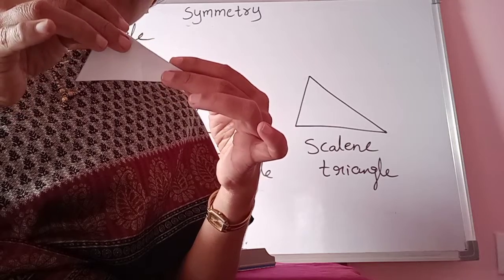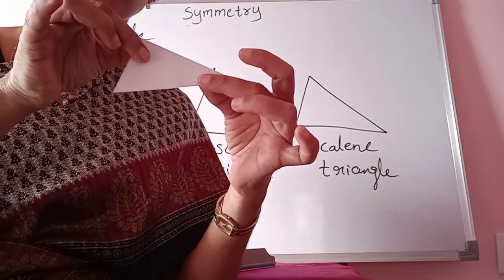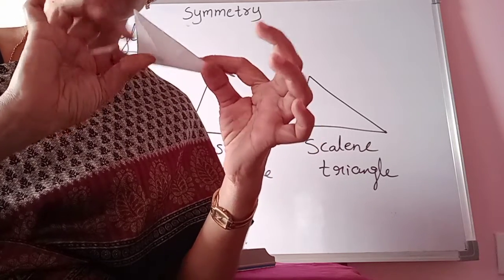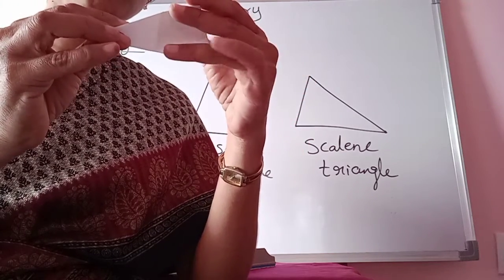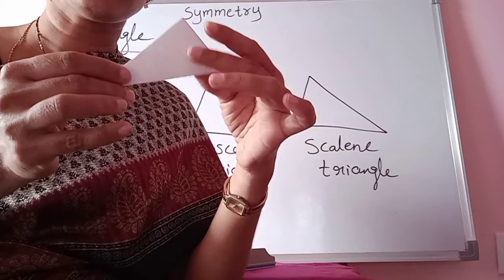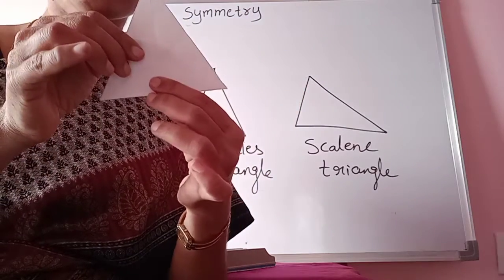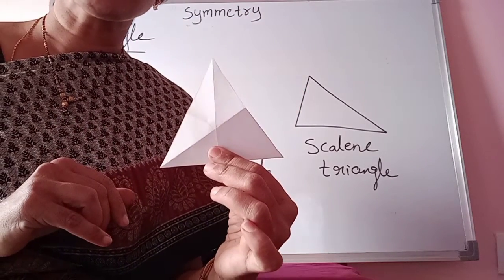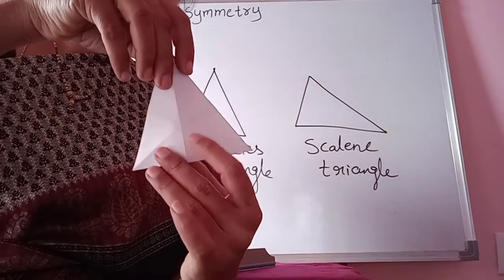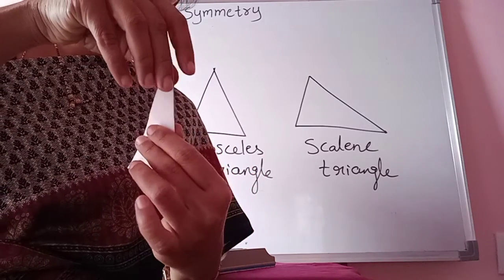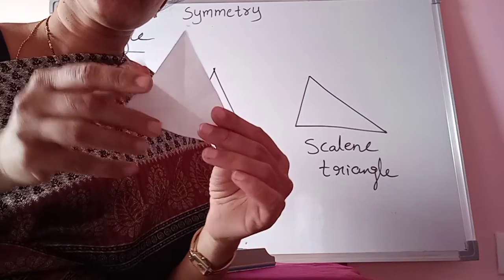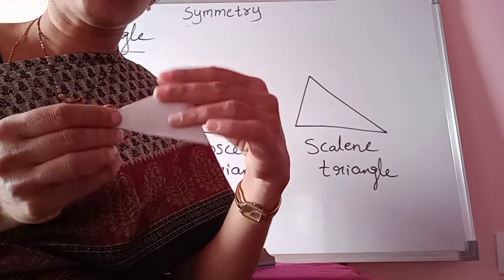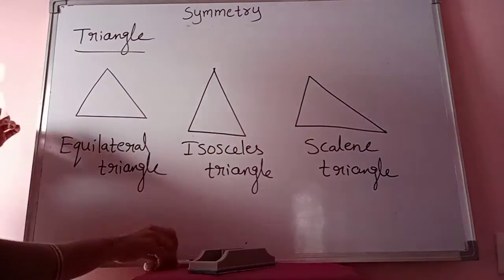Now diagonally also I am folding, then also both the parts match each other exactly. Okay. And even in this way also, if we fold, both the parts will match each other. Therefore, we say that equilateral triangle is having three lines of symmetry. Vertical, this is one, and this one is second one, and this one is third one. Okay. I am drawing now all the three.